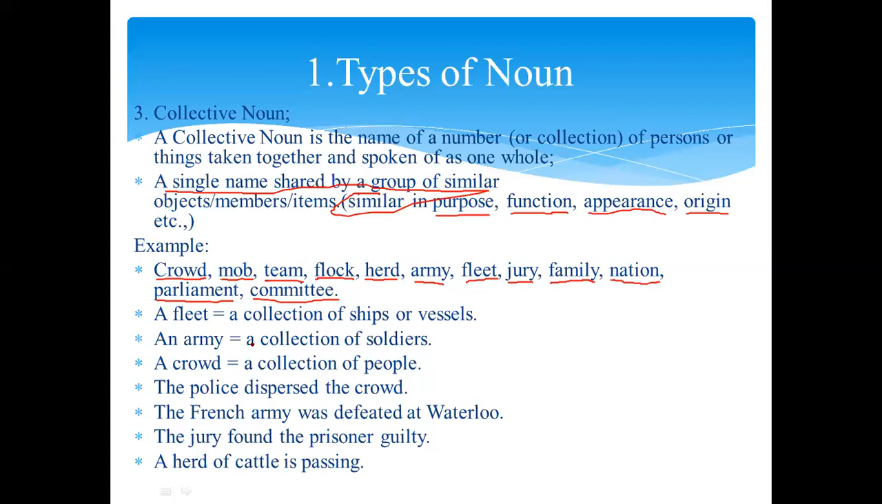Sir, we can say the school or class is an example of collective noun. No, beta, when we say school or class, we are talking about that place. We are not talking about a group of things here. But Sir, class is a collection of students. No doubt, don't doubt that.